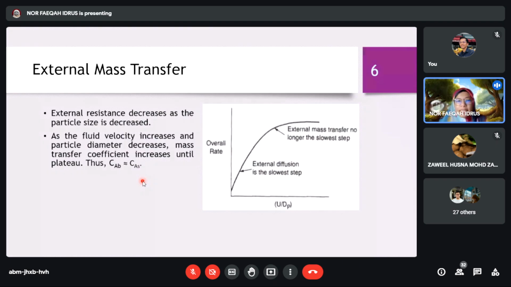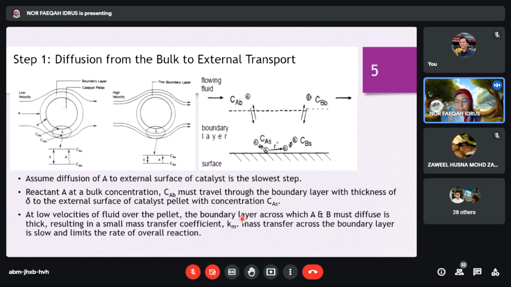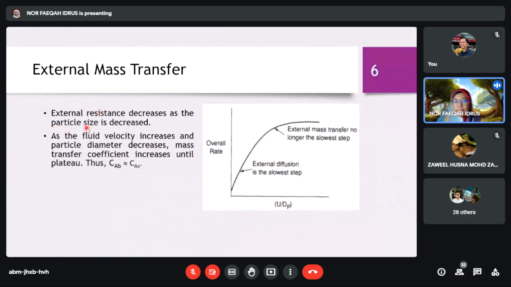Okay. So external resistance also decreases as the particle size is decreased. External resistance is sama lah, mass transfer coefficient lah. The same thing, mass transfer. So mass transfer resistance decreases as the particle size is decreased. So particle size of catalyst. So if we use the catalyst with small particle size, we can reduce the external mass transfer resistance.